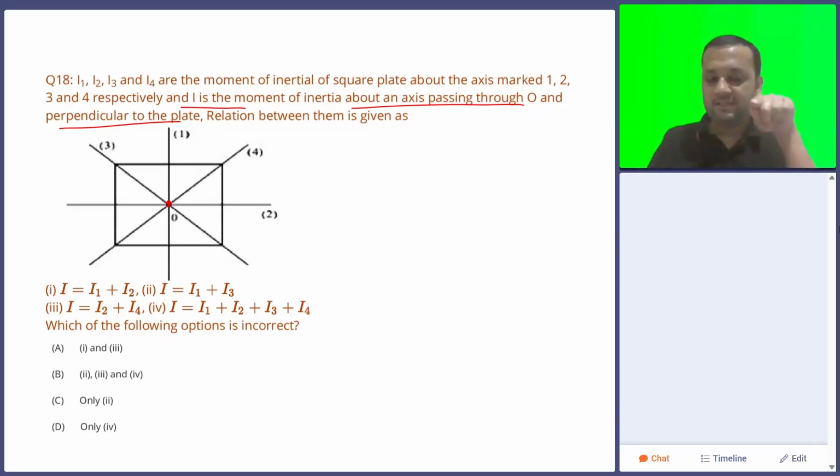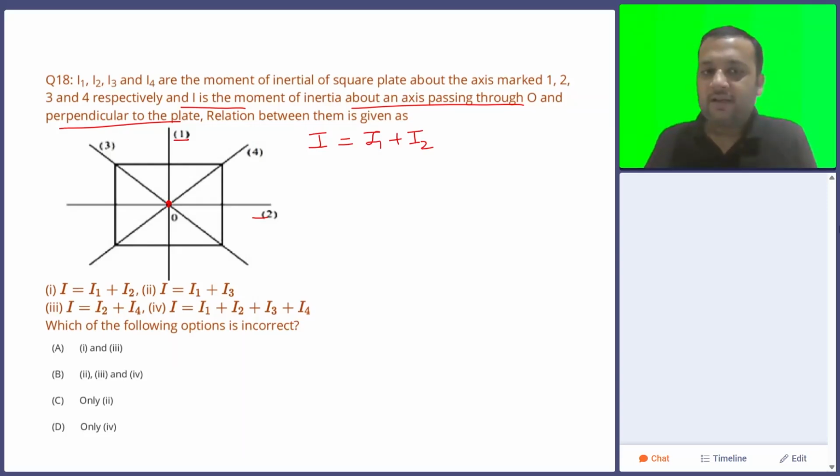So imagine an axis which is passing through point O and going inside the screen. This is the moment of inertia about the axis which is going inside the screen. Now we have to choose the correct relation. If you apply the perpendicular axis theorem between 1, 2 and I, remember I is the axis coming towards us, so I will be equal to I1 plus I2 using the perpendicular axis theorem.